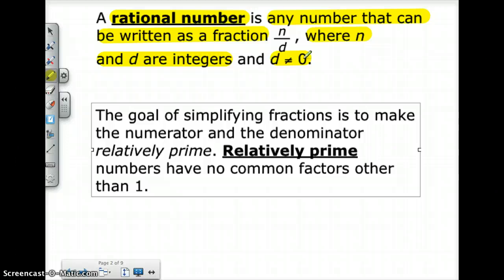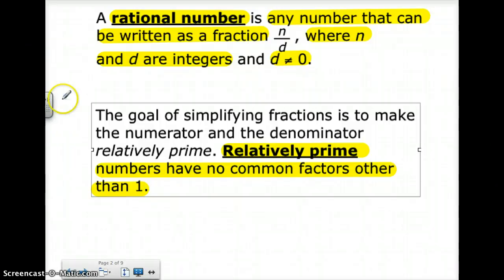The goal of simplifying fractions is to make the numerator and the denominator something we call relatively prime. Relatively prime numbers have no common factors other than 1. And just to put that into terms that you may understand a little more, you are simplifying the fraction down to lowest terms. Make sure that you cannot reduce your fraction anymore. Again, feel free to pause so you can fill in your information.